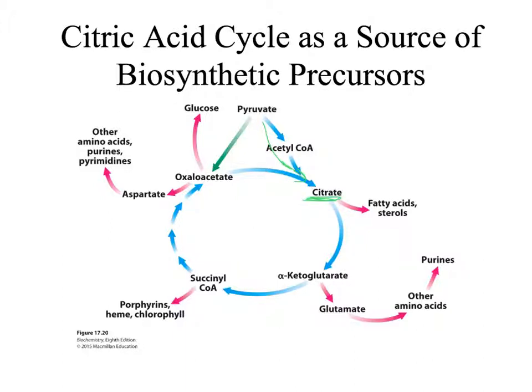Now that citrate can undergo some subsequent reactions to produce fatty acids and sterols. If we get down to alpha-ketoglutarate, we see that the alpha-ketoglutarate can be converted to amino acids. The succinyl-CoA can be converted to some porphyrins, heme, chlorophyll, some other substances here. And oxaloacetate can go on to form some amino acids. So there are lots of side reactions that can take place, or that the intermediates can serve as precursors for other things that are needed.